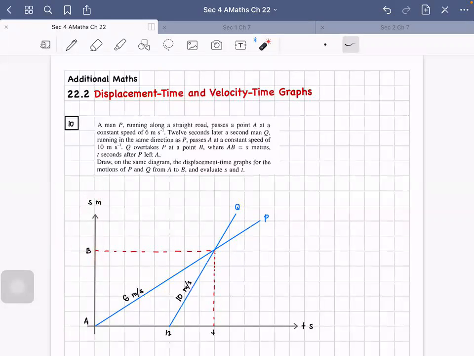And then where AB is S meters, so the distance from here is S meters, and this is of course T seconds. So the question there, class, is what is the value of S and T? So this is S and this is T. Simply, what is the distance until they meet, until they intersect, and how long did it take for them to intersect?